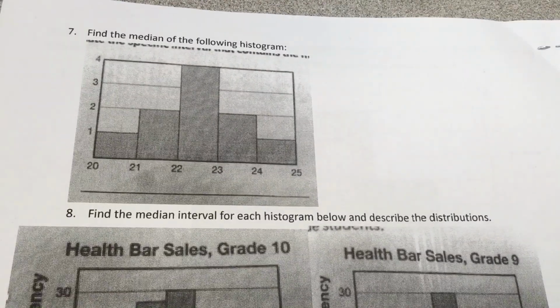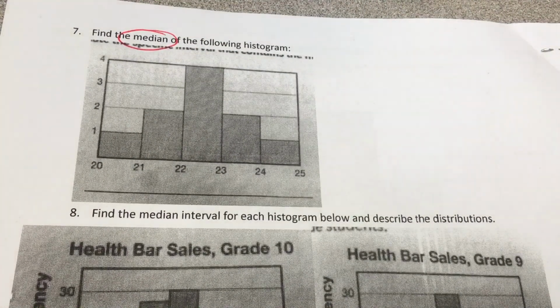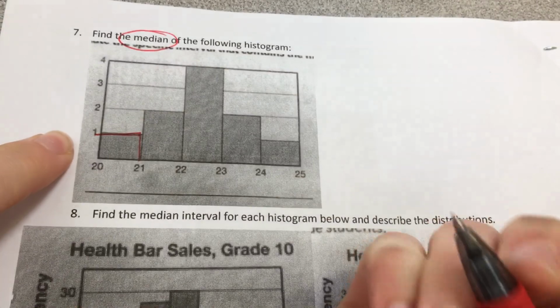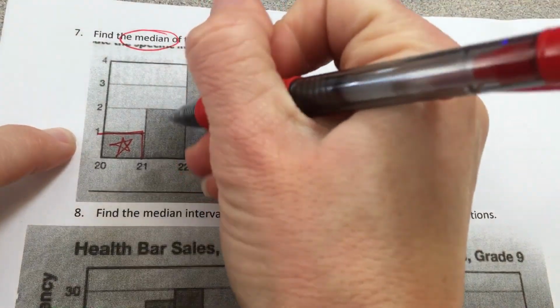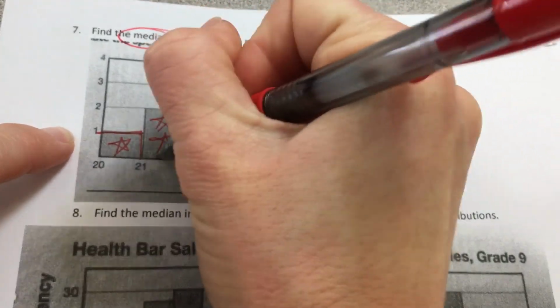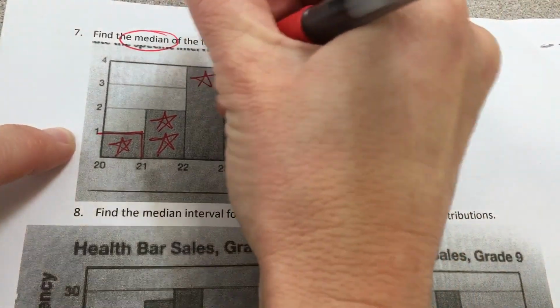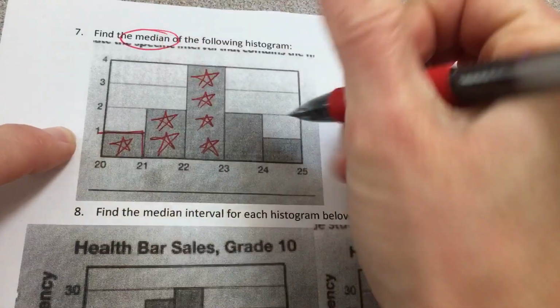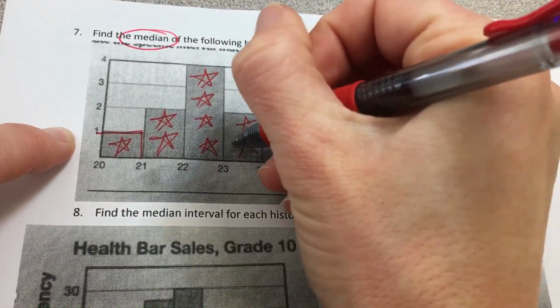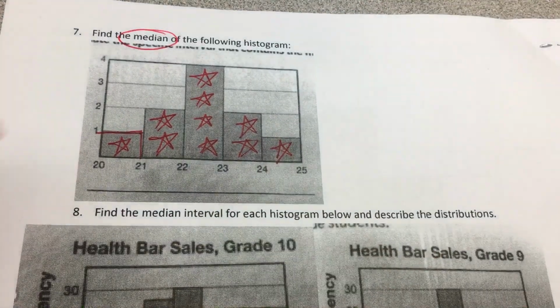All right, number 7, find the what? Median. All right, circle, underline, highlight, please. Median is the one in the middle. How many things are in this bar? So I'm just going to put 1 star for people who need a visual. How many things are in this bar? So I'm going to put 2 stars. There's 4 stars in this bar. What about this one? 2 and then 1. Okay, so that's how many things are in the bars.